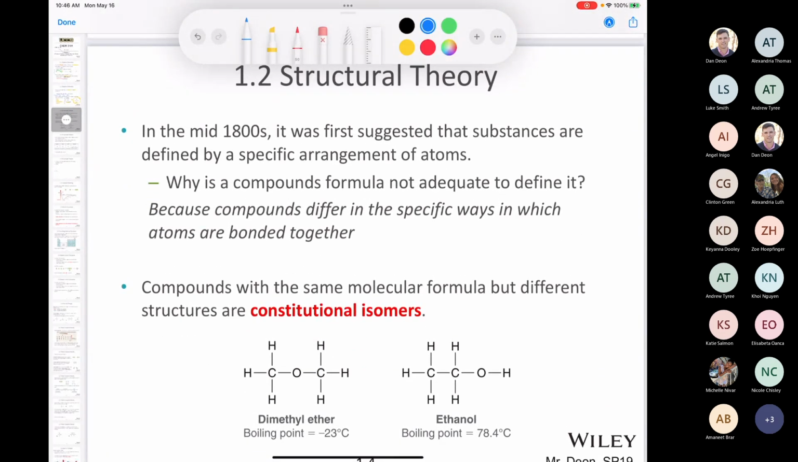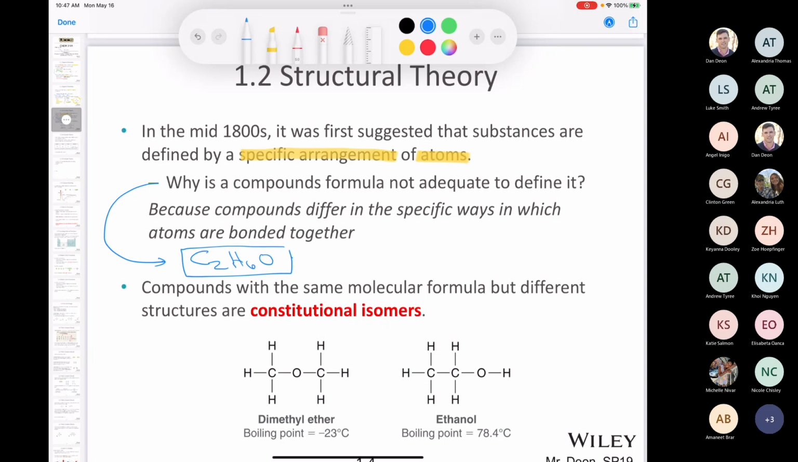And what it says here is that by the mid-1800s, it was first suggested that substances are defined by a specific arrangement of atoms. So we have a substance, it's made of atoms, but they're put together in a specific arrangement. So the way that they're connected is of importance. It says here, why is a compound's formula not adequate to define it? Let's say you had a compound and it had a formula like C2H6O.